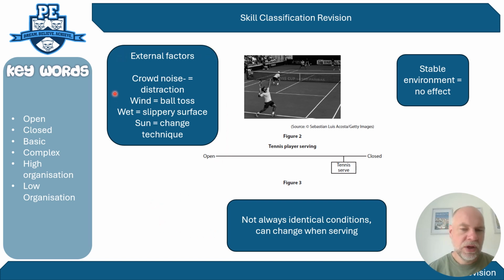So, for example, there could be external factors such as the distractions of the crowd. You could have wind that affects the ball toss. The surface could be slippery. Do give an example of how the skill, the technique, can change in the sun. That's up to you if you want to use that one. Now, I don't think it would be the exact same question. It might give you a different scenario, but give you the same sort of justification.